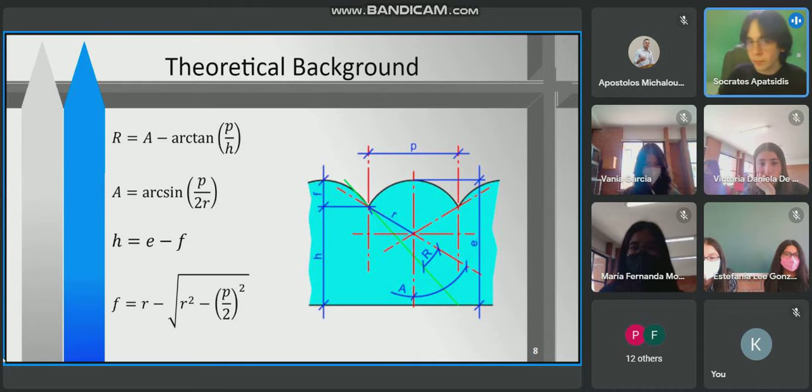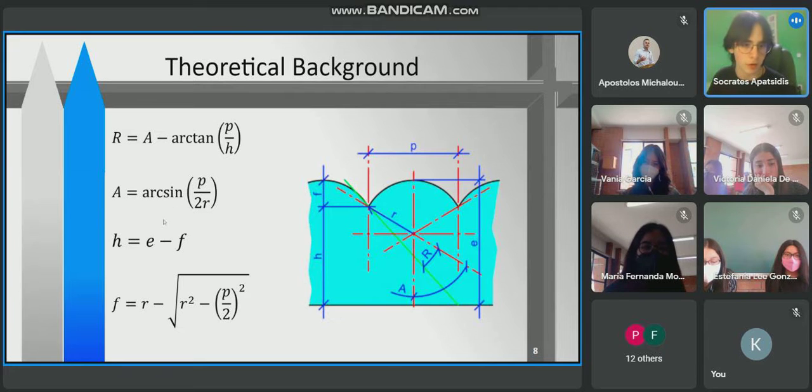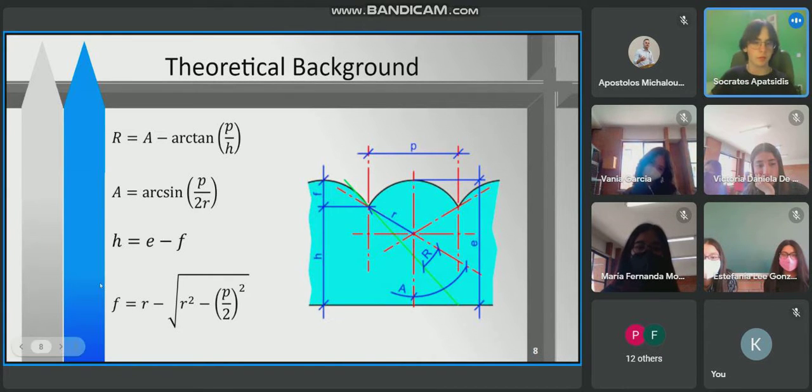So we have R here, which is derived from this equation. This equation uses the P, or pitch, and takes the height of the substrate, which is shown right here. But A, in this case, can be measured from the second equation, which uses pitch and radius. And for the height of the substrate, we have this equation, h equals e minus f. And for the f, this height, we have the last equation.